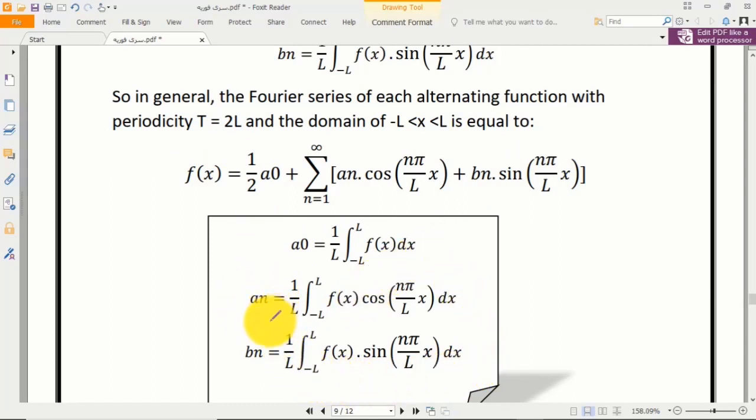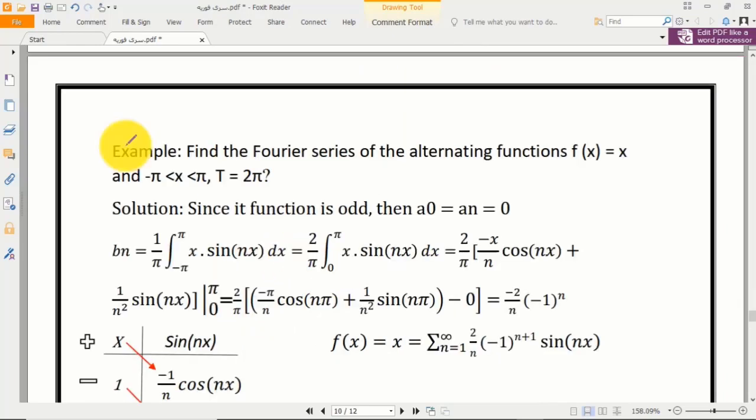For instance, we can find a n as 1 over L times the integral of f of x from negative L to L multiplied by cosine n pi over L x. And we can get a 0 by plugging 0 into a n, so we will have a 0.